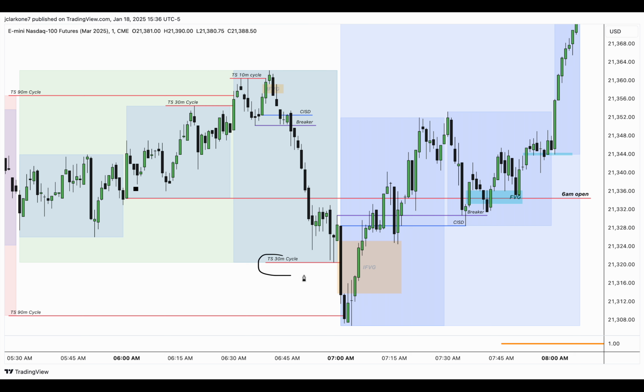We take the 30-minute cycle low with this candle, which is also the 7 a.m. open candle, and you're also below the 7 a.m. open candle on the hourly, which is another key point. You're also below the 6 a.m. candle. We took a 90-minute cycle low, and below that 90-minute cycle low is a fair value gap. We tap into that. We have the turtle soup. We have the IFVG. We have the change in the state of delivery with this candle here.